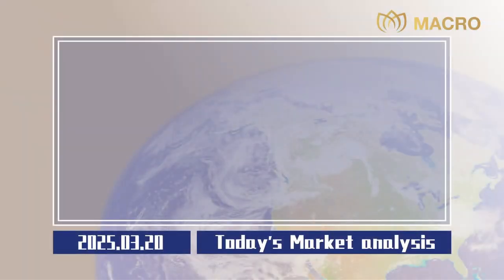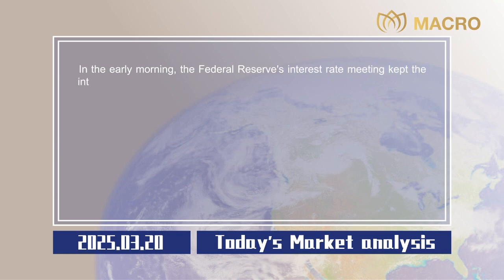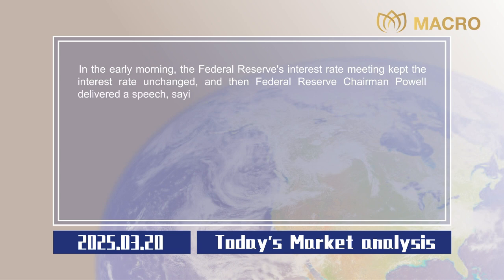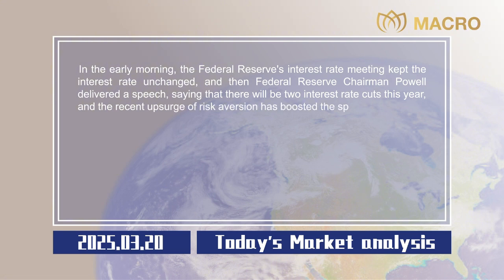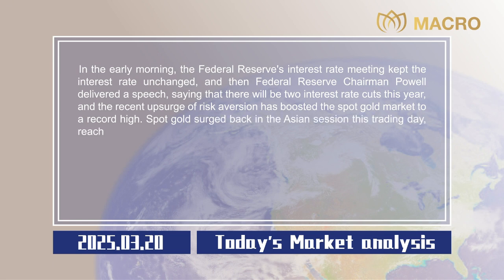Market analysis. In the early morning, the Federal Reserve's interest rate meeting kept the interest rate unchanged, and then Federal Reserve Chairman Powell delivered a speech, saying that there will be 2 interest rate cuts this year, and the recent upsurge of risk aversion has boosted the spot gold market to a record high. Spot gold surged back in the Asian session this trading day, reaching a maximum of $3,057.58 per ounce, and is currently trading at around $3,045 per ounce.